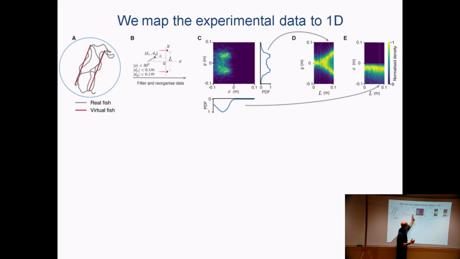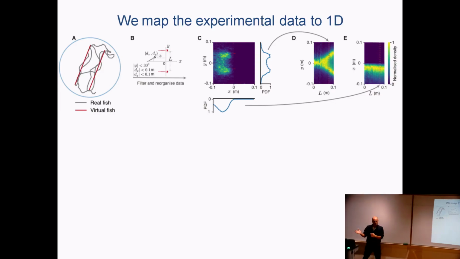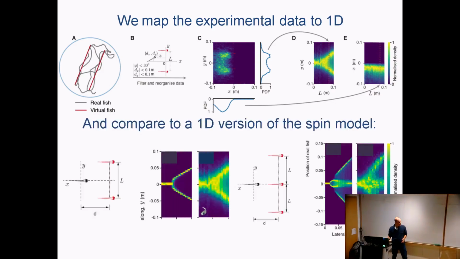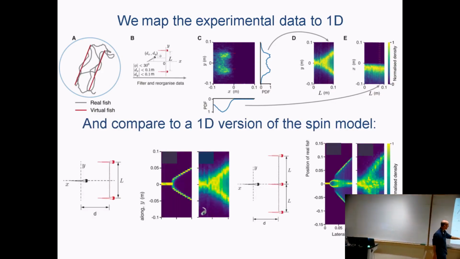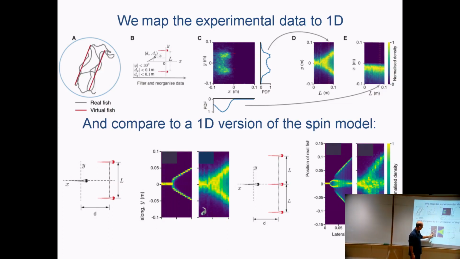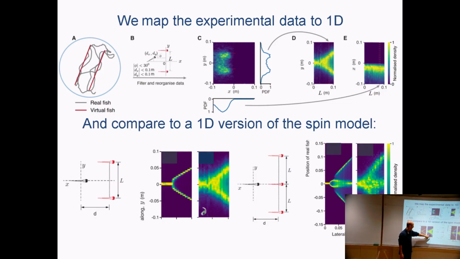To forget about this position, take only the position of the maximum, so that at each choice of distance between the two virtual fish, we just take the real fish to be in a single line behind them, and only along that line we say how does it move. So we reduce it again to a one-dimensional problem. If we do that both for the data and for the modeling, we actually get very nice, I think, agreement between what happens between the model and the experiment.